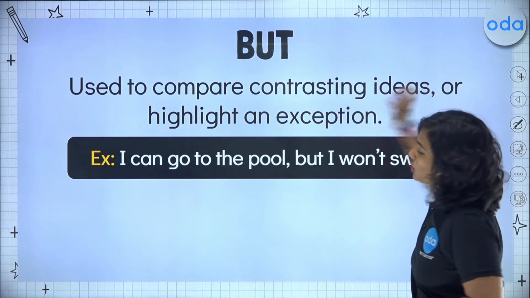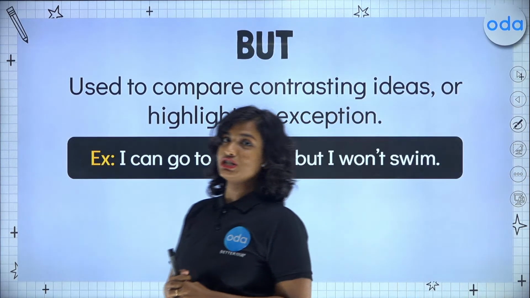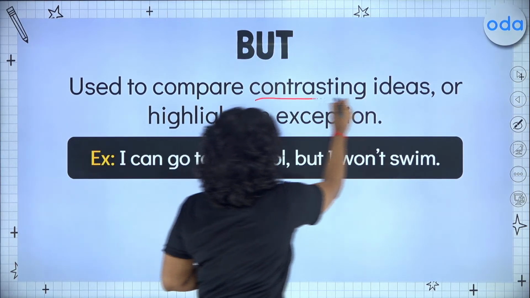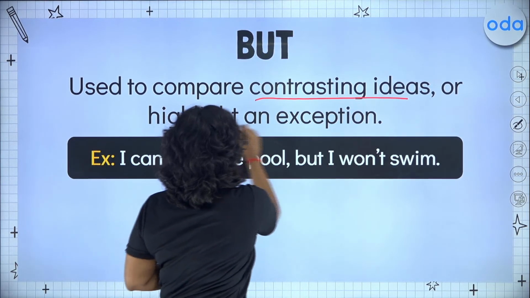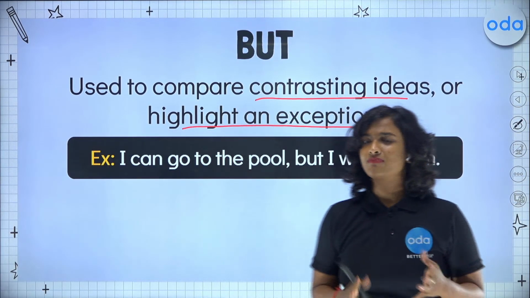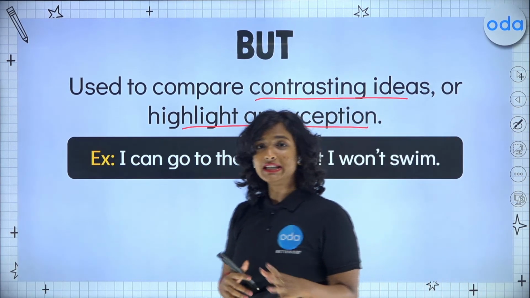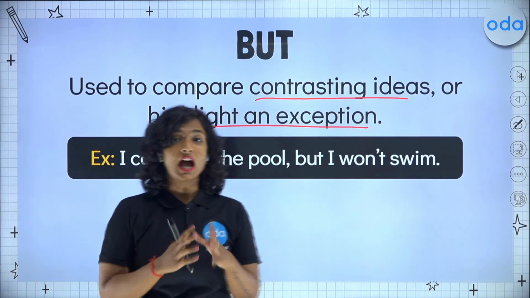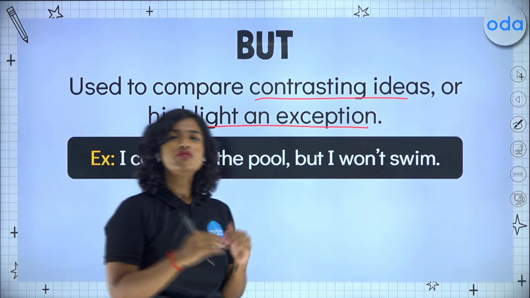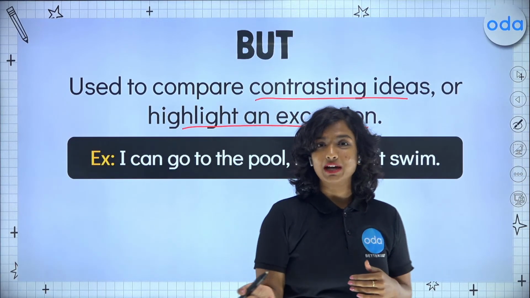So now we can move on to our fourth conjunction for today, which is but. But once again is used to compare contrasting ideas or to highlight an exception. Now, what does that mean? What that means is usually when we use the word but, after we hear the first part of the sentence, the part before but, we usually wouldn't expect the second part.